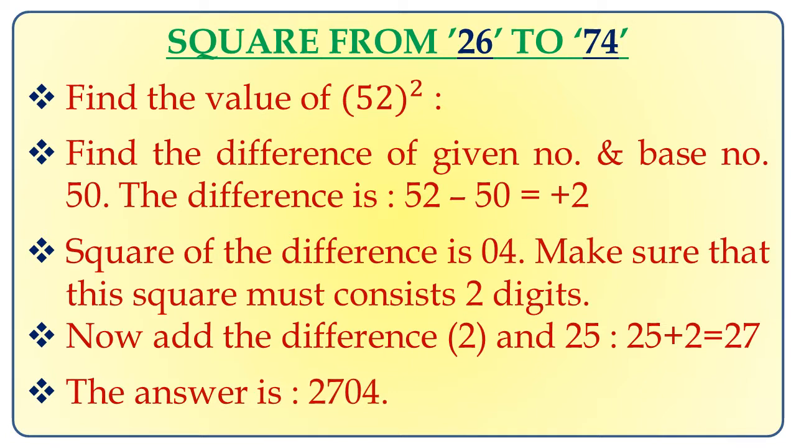So I again summarize. Suppose our question is 52 square. We find the difference from the base 50. It is plus 2. The square of plus 2 is 04. 04 is the last 2 digits of the answer. Then we take help of 25. 25 plus 2, 27. So the answer is 2704.